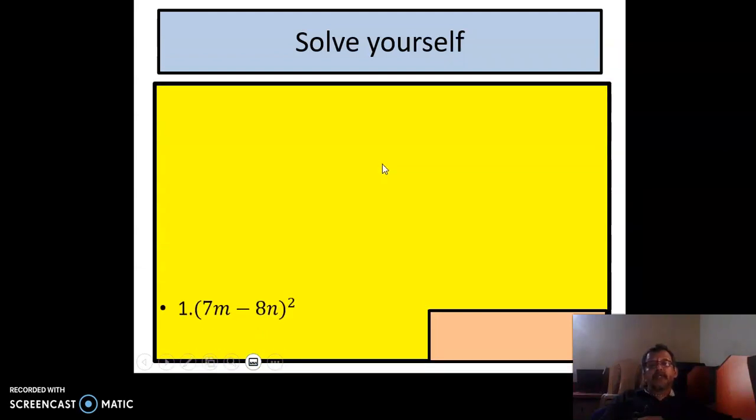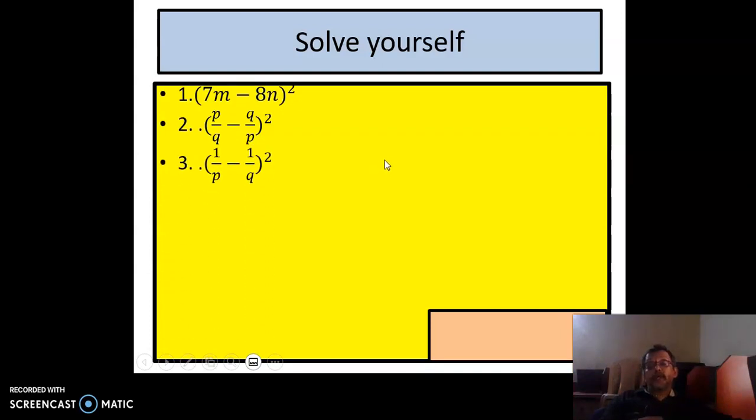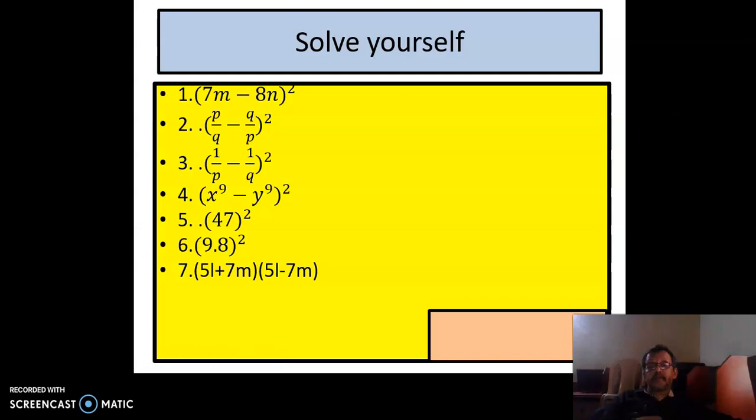So now solve for yourself. 7m minus 8n whole squared, p by q minus q by p whole squared, 1 by p plus 1 by q whole squared, x to the power 9 y to the power 9 whole squared, 47 whole squared, 9.8 whole squared, 5l plus 7m, 5l minus 7m. So x to the power 9 minus y to the power 9, x to the power 9 plus y to the power 9, 10.2 into 9.8. So solve these problems for yourself.